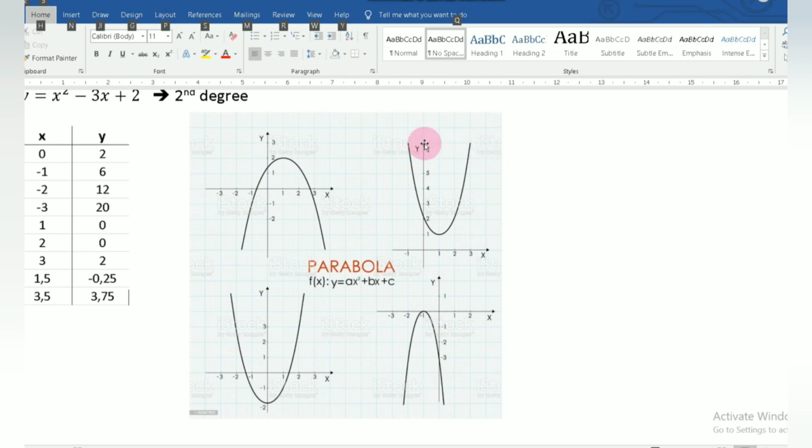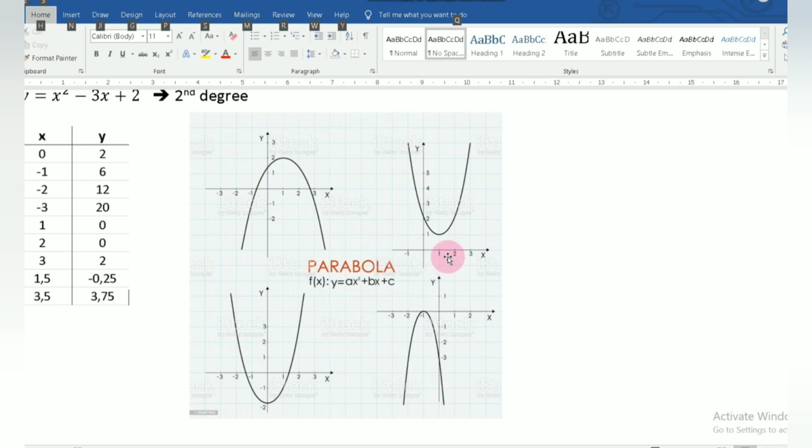And if we go to this facing upward parabola, we can see that they both have one y-intercept. And for this one, it has two x-intercepts, but this one has no x-intercepts. There is no intersection with the x-axis.